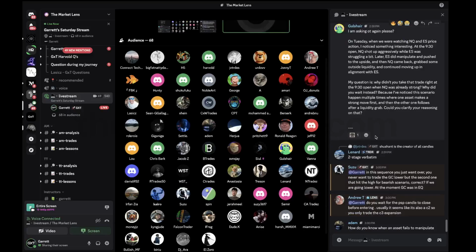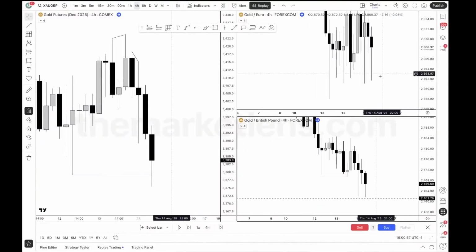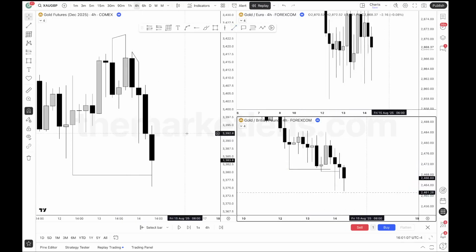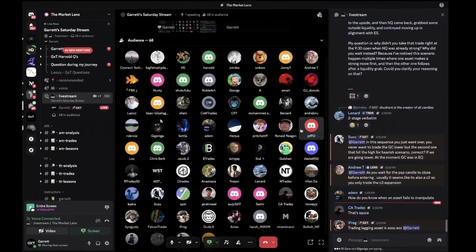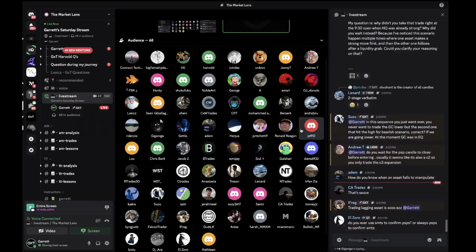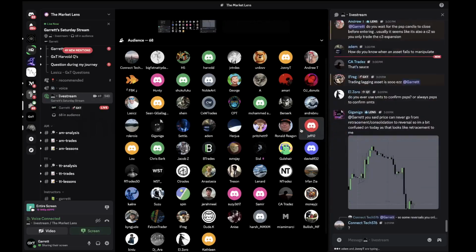How do you know the asset fails to manipulate? When it just trades right through it, right? Trades right through the low. So if you look here, it traded into a low, but then we're just re-breaking the low essentially, right? You see how it trades way past the low. And also, T-Trades, go look up his definition of failure to manipulate. That's another good one. It's just basically price trading past the higher low.